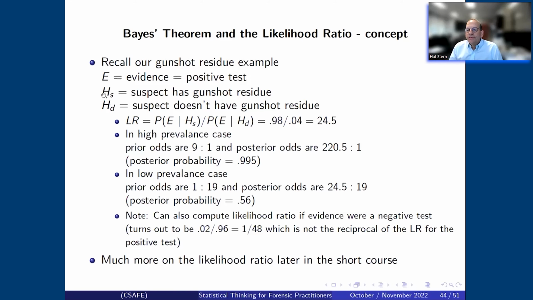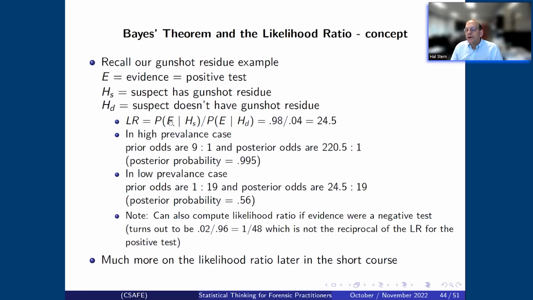There are two scenarios. The suspect has gunshot residue, or the suspect does not have gunshot residue. Suppose the evidence is a positive test outcome. The likelihood ratio is then defined as the probability I would get a positive test if the suspect actually has gunshot residue, divided by the probability that the test comes back positive if the person doesn't have gunshot residue. Hopefully you remember when we laid this out, we know those probabilities. The lab, the manufacturer that created the test, did lab studies and told us those probabilities. So the likelihood ratio is 24.5 for a positive test.